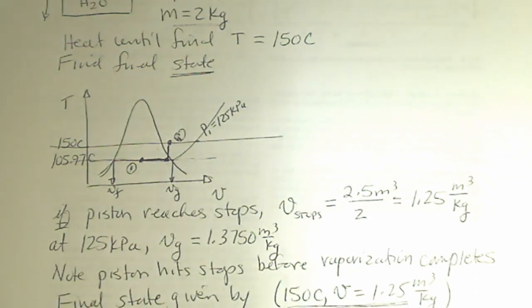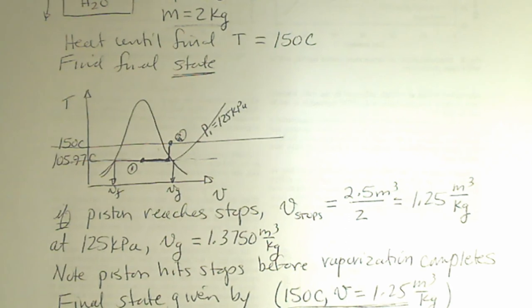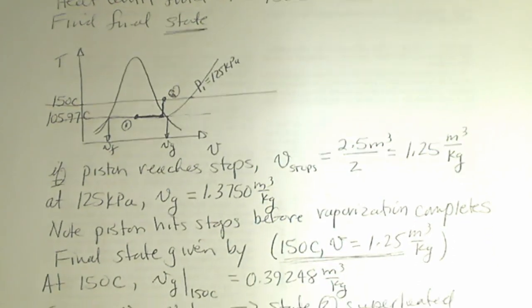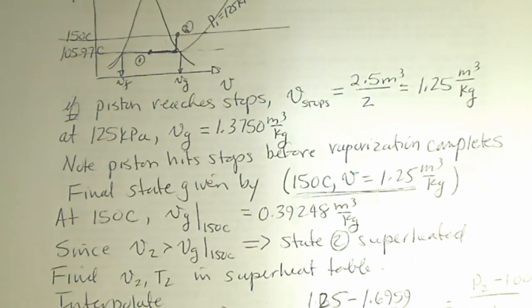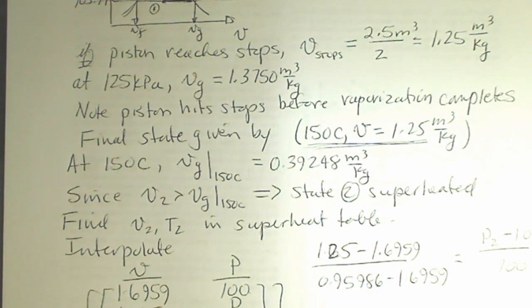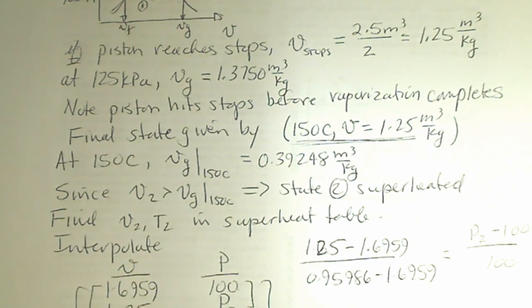So if I set up my ratios, I can find that 1.25 minus 1.6959 is to 0.95986 minus 1.6959 as P2 minus 100 is to 200 minus 100, or 100. And so if we work this out, sorry, you've been a little behind me there on the screen. See if I can get you caught up. There we go.